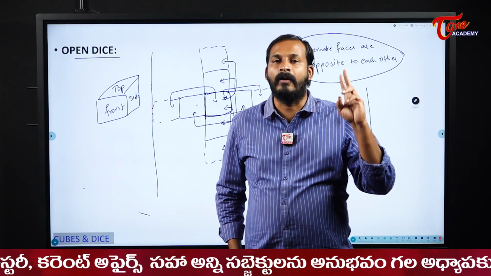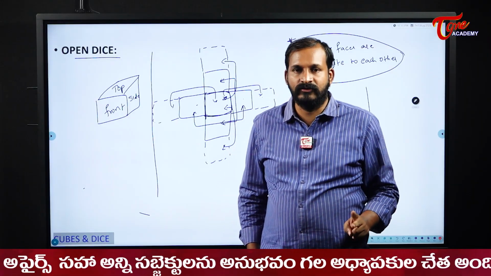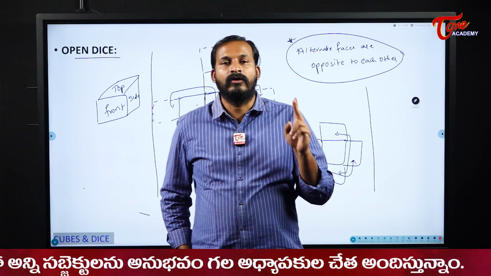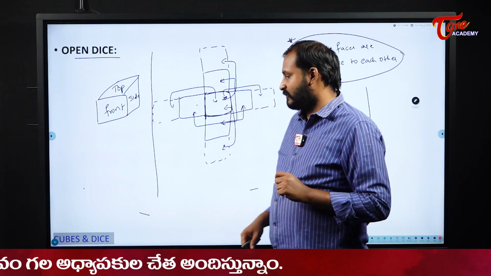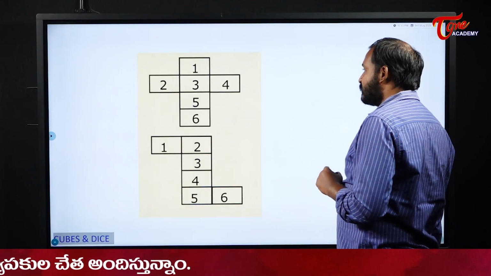And alternate are opposite to each other. By using these two things, we will solve the entire open dice concept here, students. Now, see here, we will go with the examples and basics.